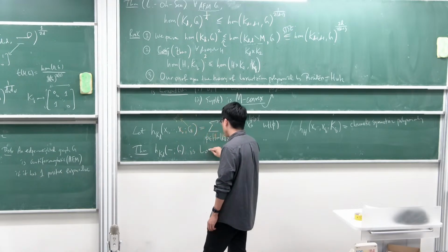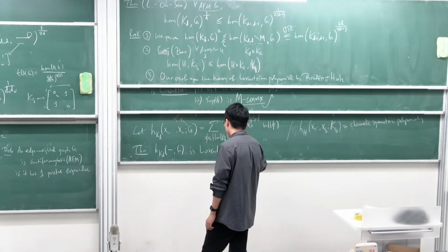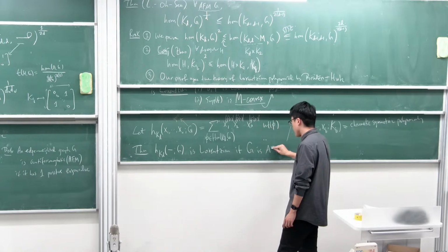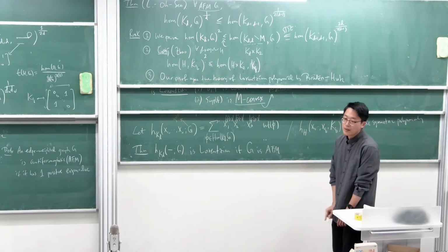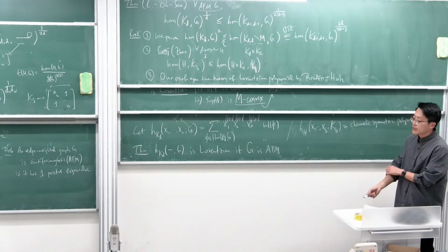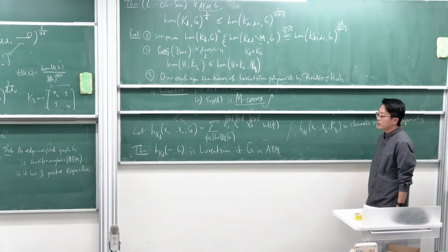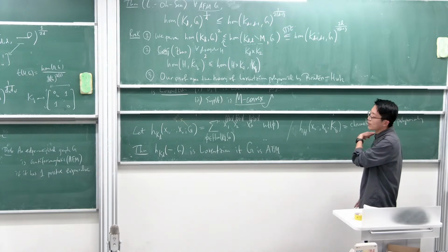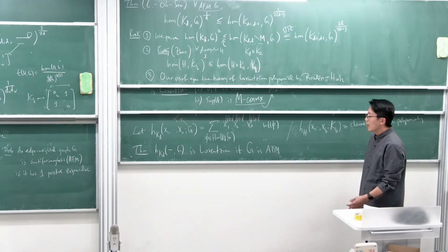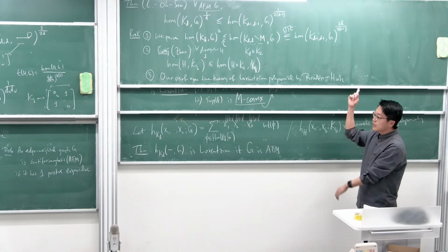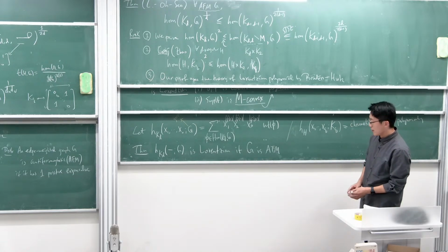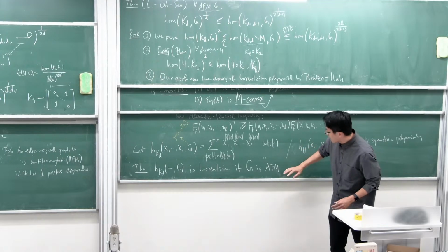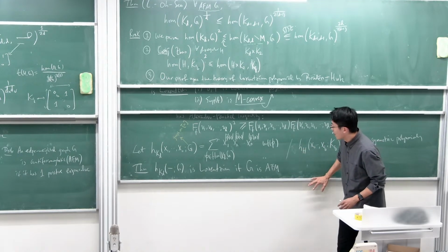is Lorentzian if your G is antiferromagnetic. So this gives another interesting family of Lorentzian polynomials that were unknown. So it adds more examples to the theory with an interesting application. Okay, so now the question is, we proved that this is Lorentzian.